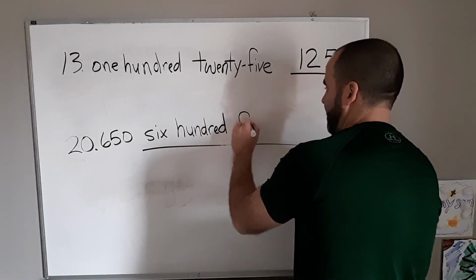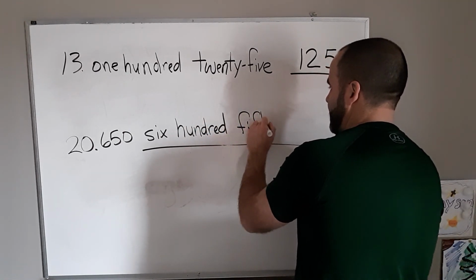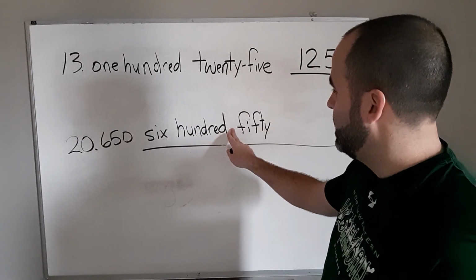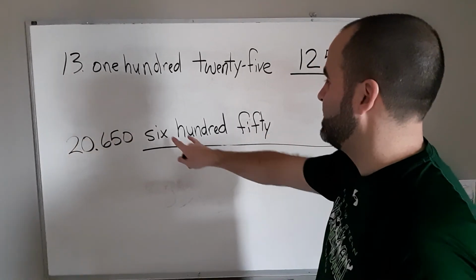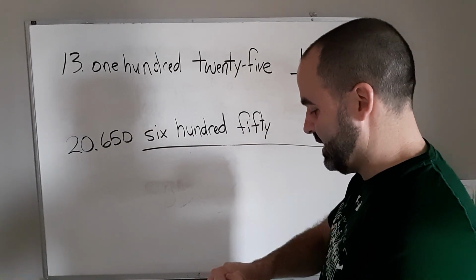650. Notice no dash here, because 50 is just here. We don't have 53, 55, 57, or anything like that. So 650, and that's how you write that down there.